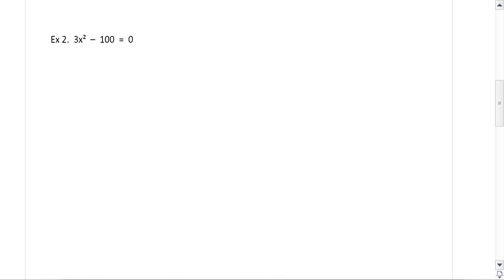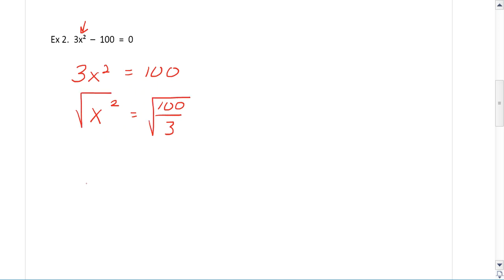In example 2, the x squared is not isolated yet, so that needs to be our first step. So first we're going to add 100 to both sides, and then we're going to divide both sides by 3. So I have 100 over 3. Leave it in fraction form because decimals just get too messy and we lose all our accuracy. So now that the x squared is isolated, we go ahead and take the square root of both sides. The square root of x squared, of course, is x.